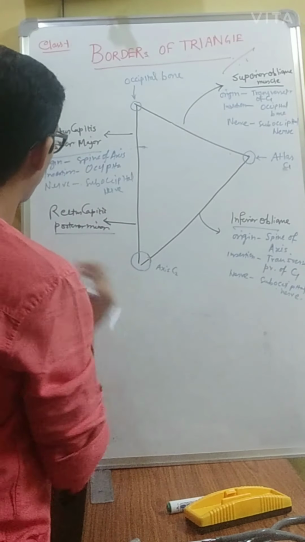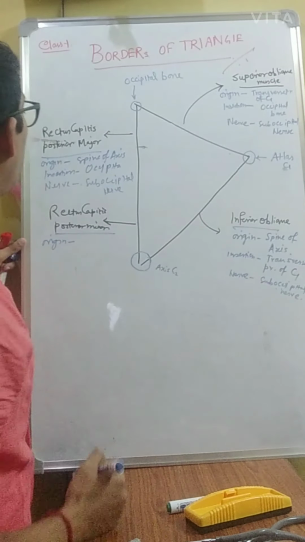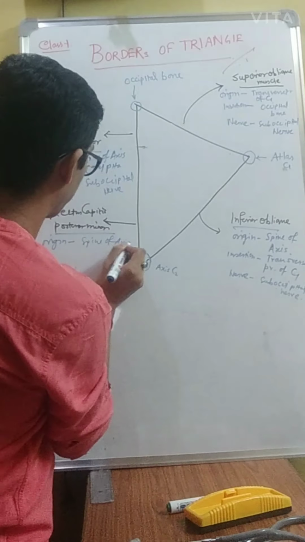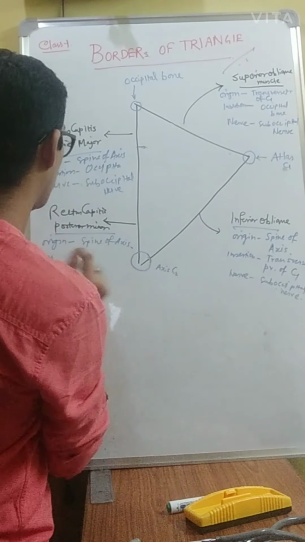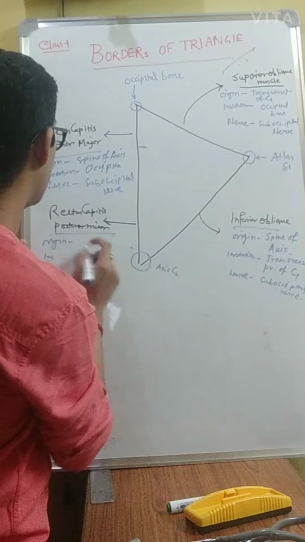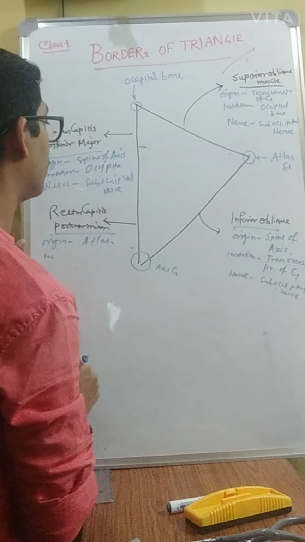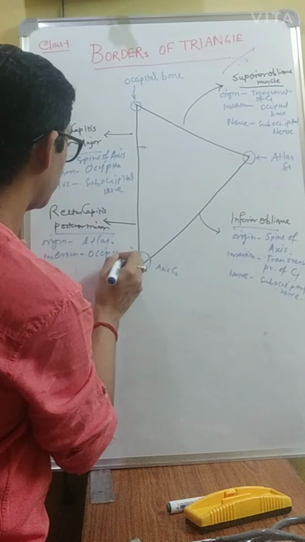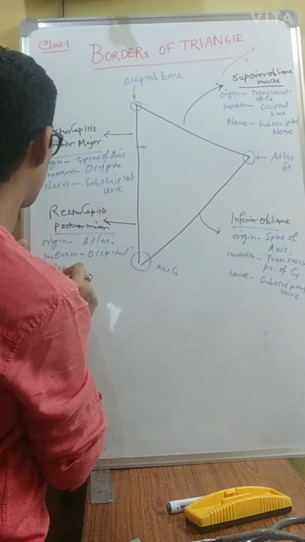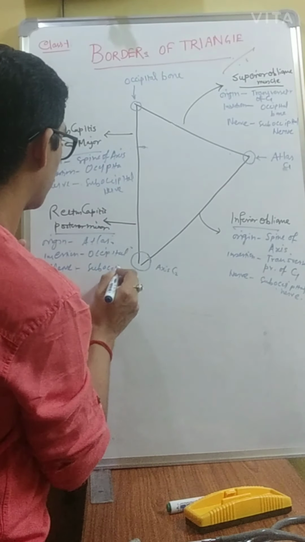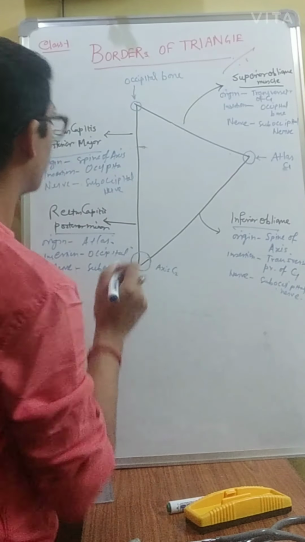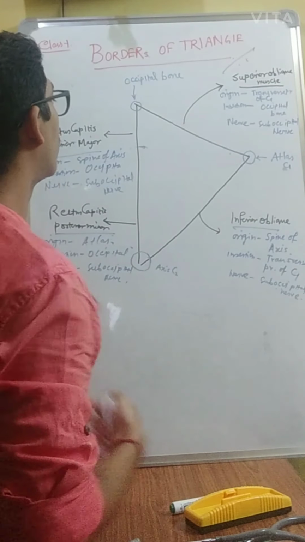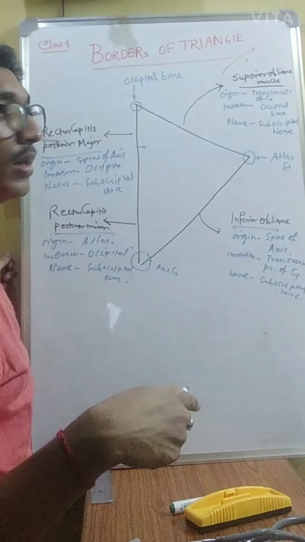And rectus capitis posterior minor: the origin is, sorry, not the spine of axis, this is actually the atlas. The insertion will be the occipital bone. And what will be the nerve supply? Suboccipital nerve. So this is how the boundaries are formed. This roof is complete, as in my previous slide.